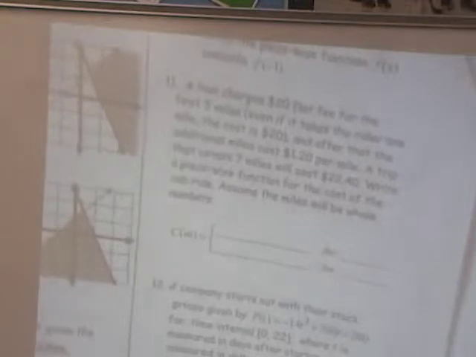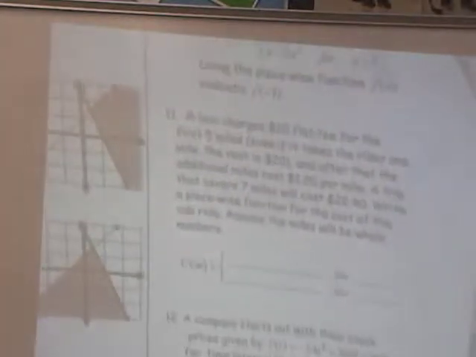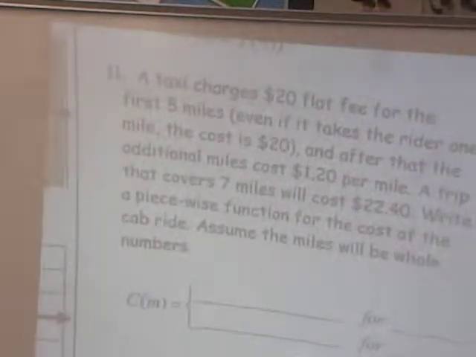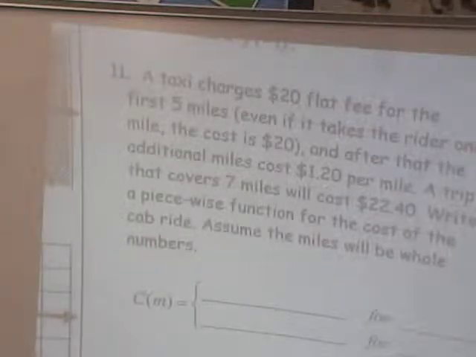A taxi charges a $20 flat fee for the first 5 miles. Even if it takes a rider 1 mile, the cost is $20. After that, the additional miles cost $1.20 per mile. A trip that covers 7 miles will cost $22.40. Write a piecewise function for the cost of the cab ride and assume the miles will be whole numbers.